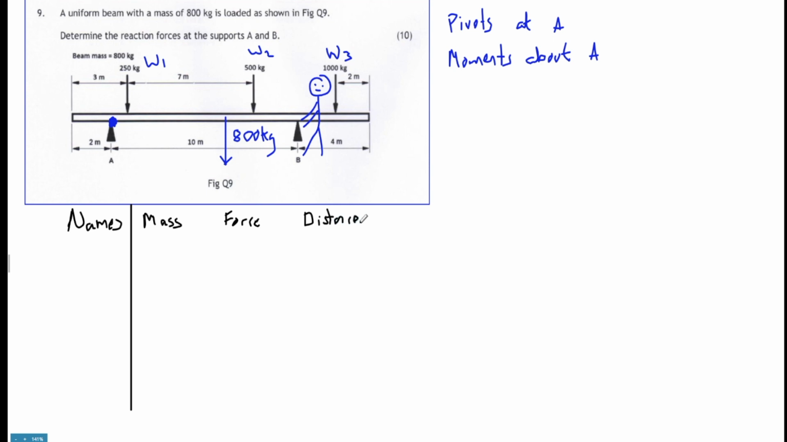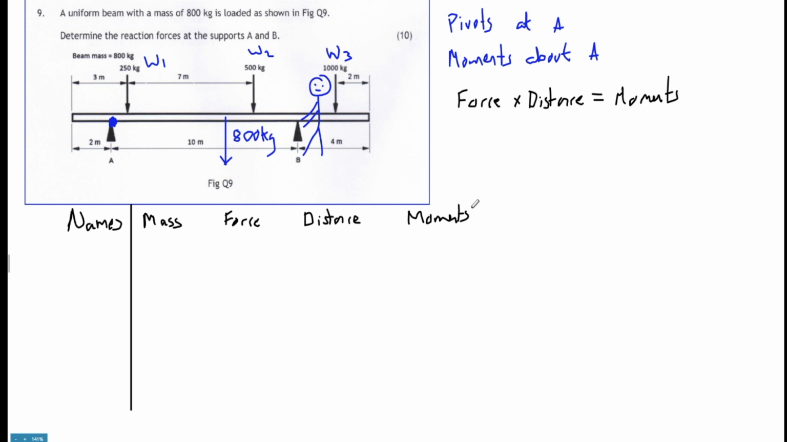Then we want the distance from the pivot. So we write down distance. This is going to create the moments, because force times distance is equal to moments. We can write it up here: force times distance is equal to moments. There's a couple of little concepts we're dealing with in the table, and they all pile into one. One goes into the next one, goes into the next one, which is really nice.